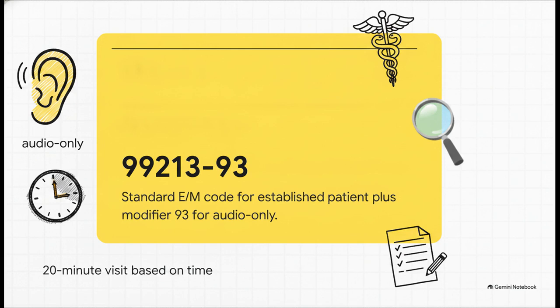Because it's Medicare, we totally bypass those new 9800 series codes and crosswalk to standard E&M. A 20-minute established patient visit based on time, that's a 99213. Then, we safely append modifier 93 to flag it as an audio-only telemedicine visit. And of course, the provider definitely documented exactly why they didn't use video, right? Otherwise, that's an audit waiting to happen.